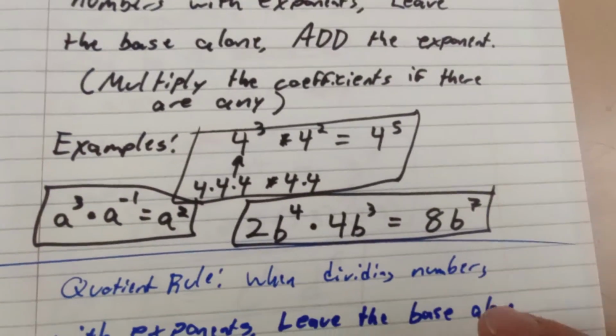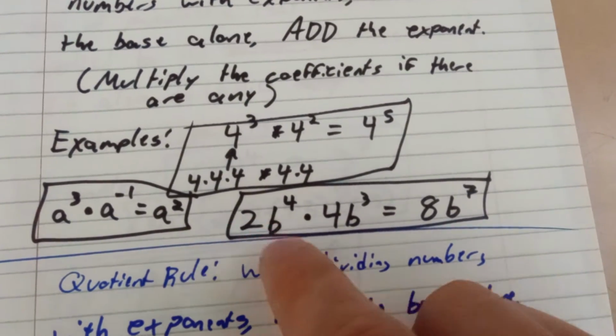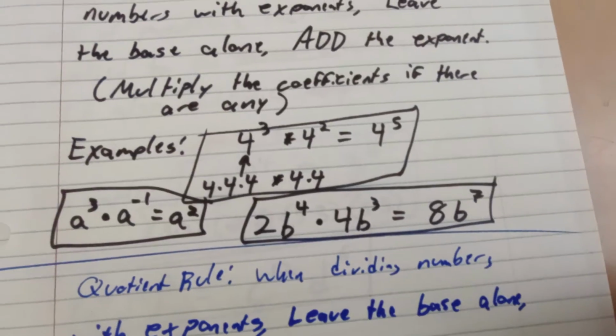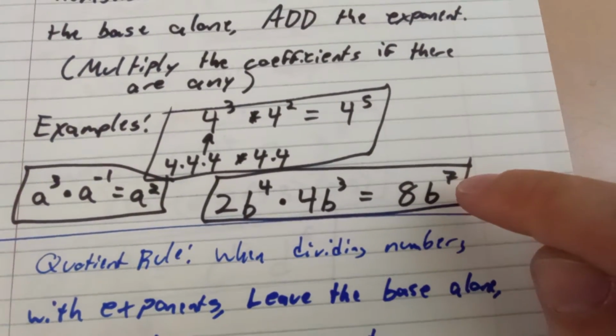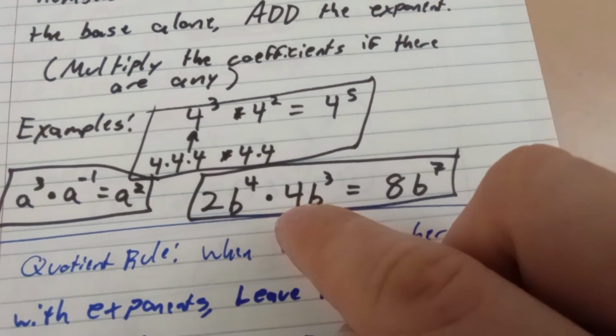And to show you an example of what happens when there are coefficients, we have 2b to the fourth power times 4b to the third power. And this would work out to be 8b to the seventh power. So we will go ahead and multiply our 2 and our 4.